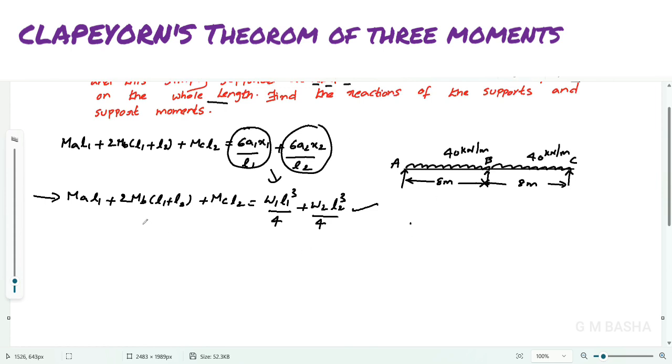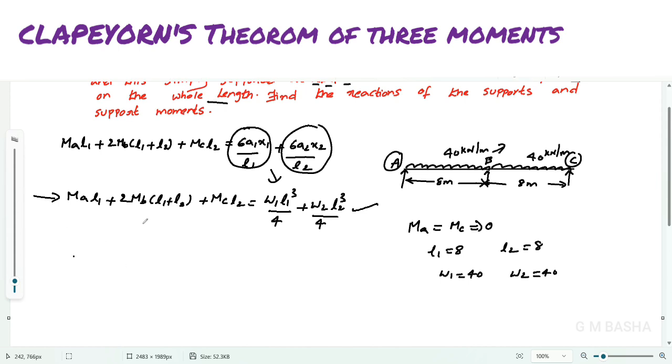We all know that both A and C are simply supported ends. B is also simply supported but intermediate. For intermediate supports you will get a final moment, but for end supports, both moments at A and C will be equal to 0. So what about the span lengths? L1 will be equal to 8 meters and L2 will be equal to 8. W1 will be equal to 40, and similarly W2 also will be equal to 40 kilonewton per meter.